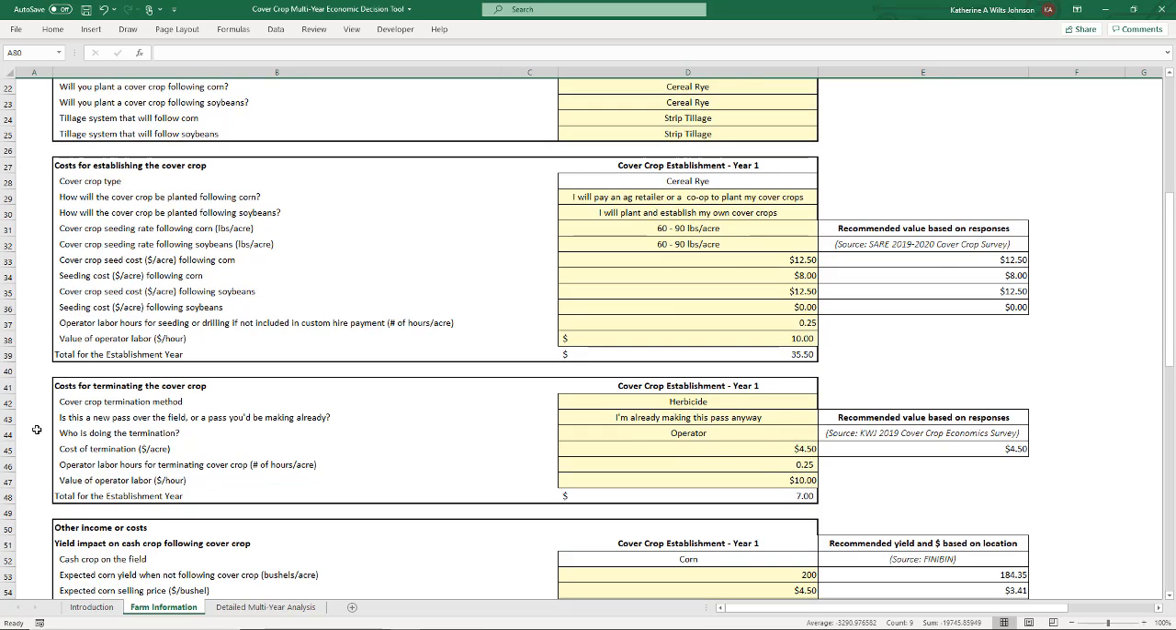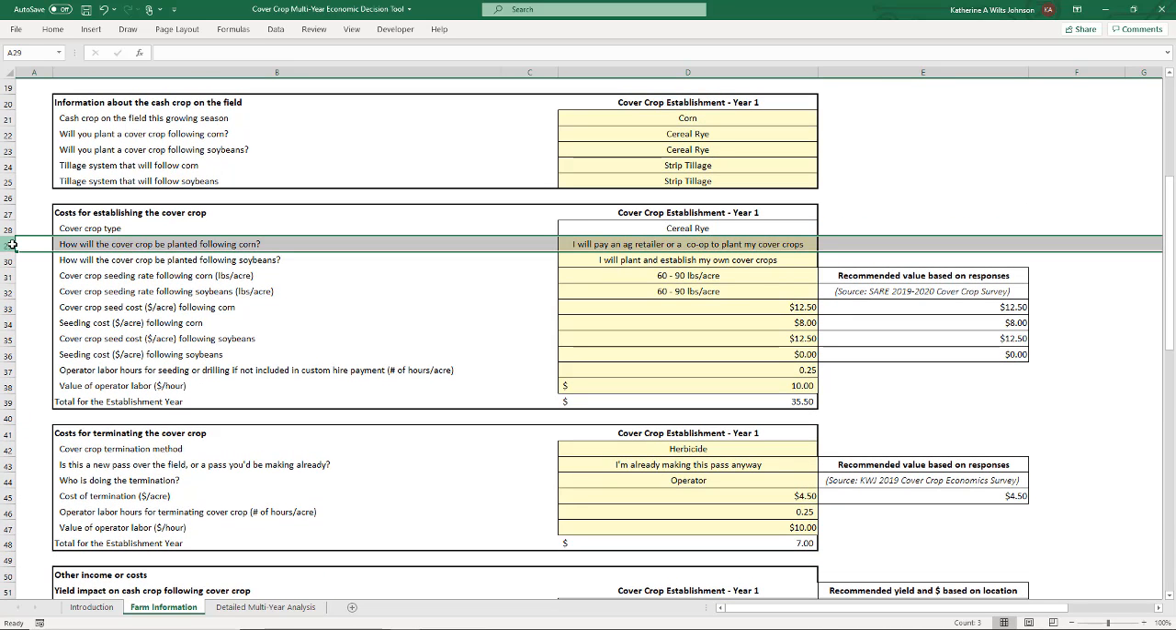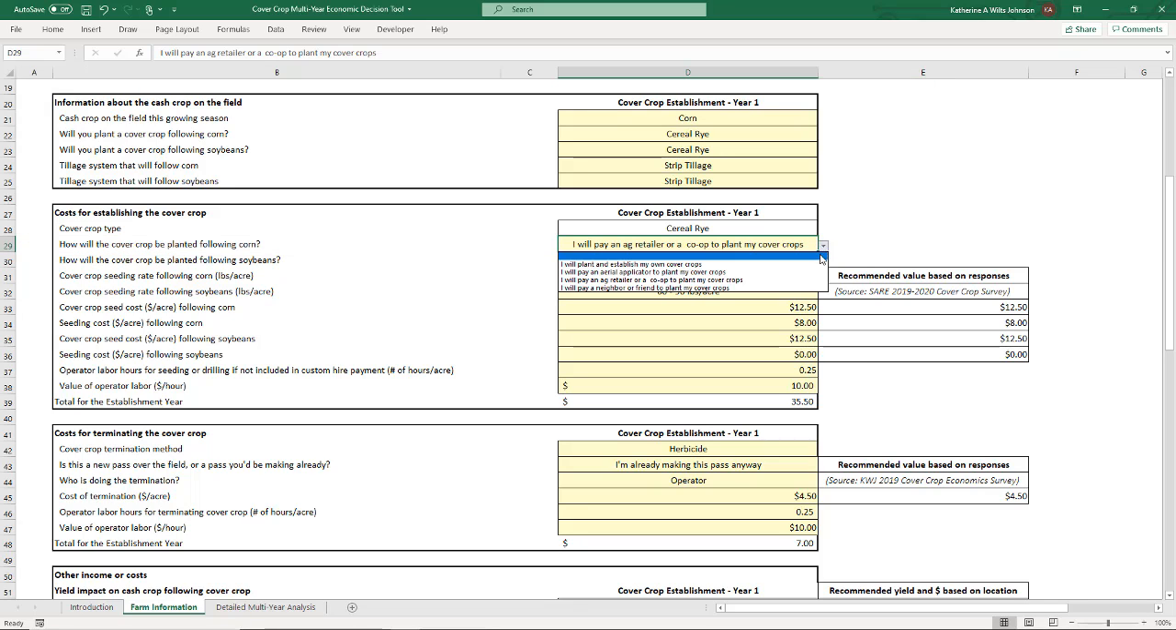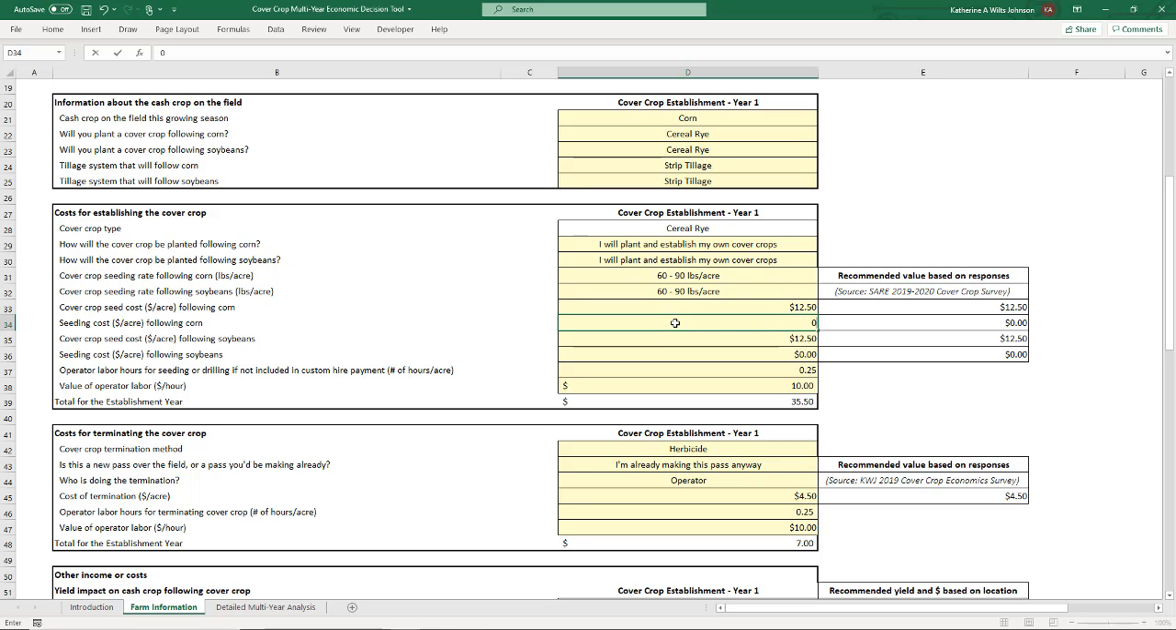So, rather than hiring an ag retailer to plant cover crops, let's say this farm decides to plant and establish their own cover crops following both corn and soybeans. This will decrease our cover crop seeding cost. However, we will have to account for, again, a little bit more hired labor. I'm also going to decrease this seeding rate from 60 to 90 pounds down to 30 to 60 pounds. Therefore, we're going to decrease our seed costs here as well.